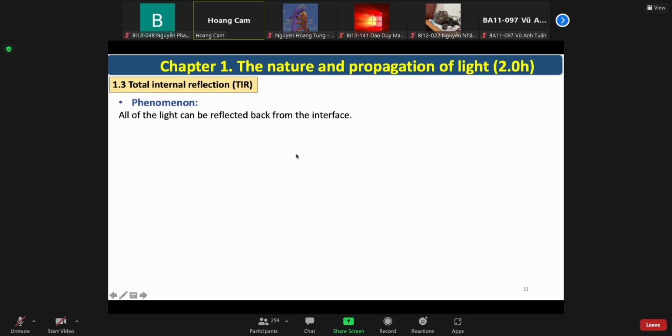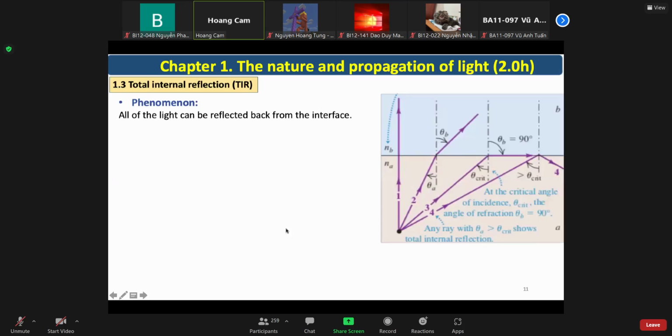Sometimes it doesn't happen for the refraction. And if you just have the reflected rays only, you can exploit this ray. You can use that to transmit the signal and so on. And then it is the application of the TIR. Okay, so here we go.